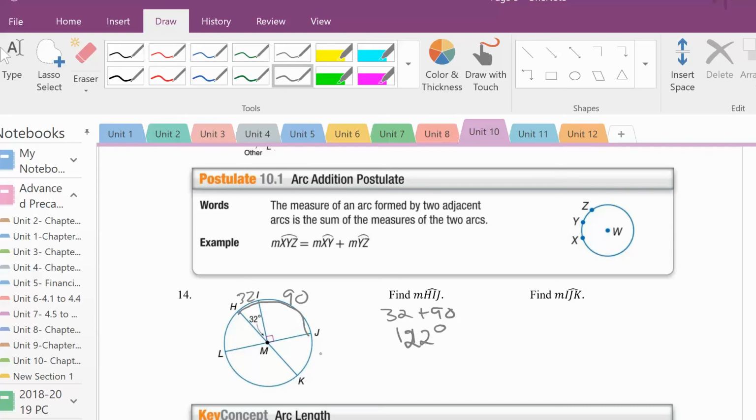IJK, so this is 90, and if this is 32, well, 180 minus 122 would give you 58. So that means this is 58 degrees, which means the arc is 58 degrees, which means IJK is 90 plus 58, which is 148. So that's how the arc addition postulate can help you.